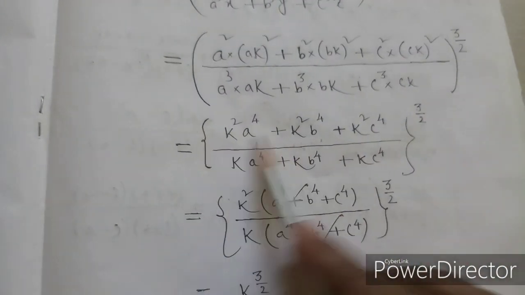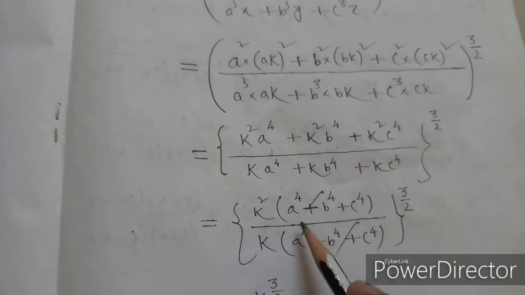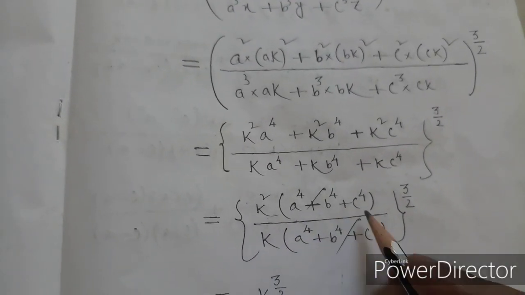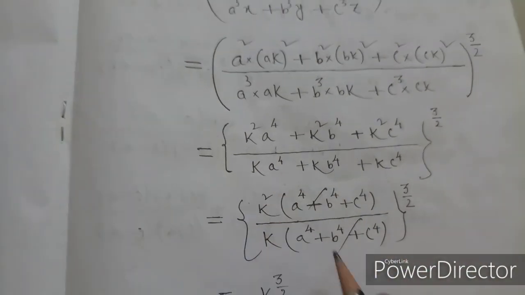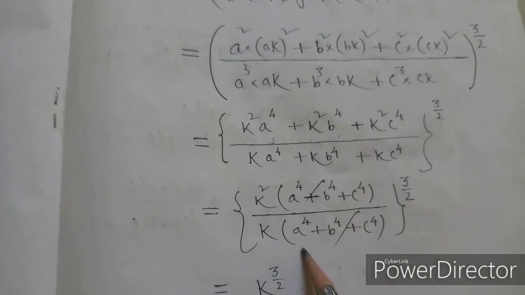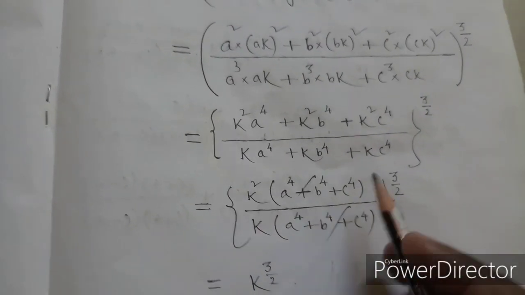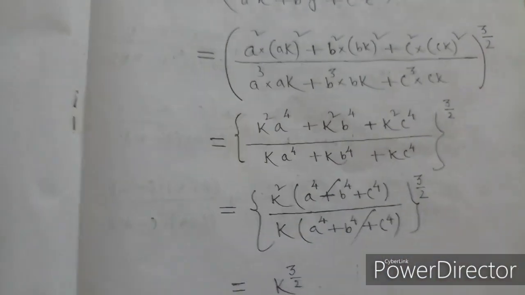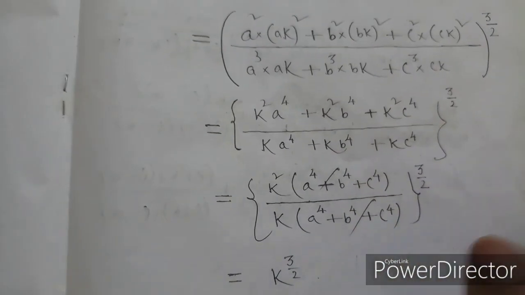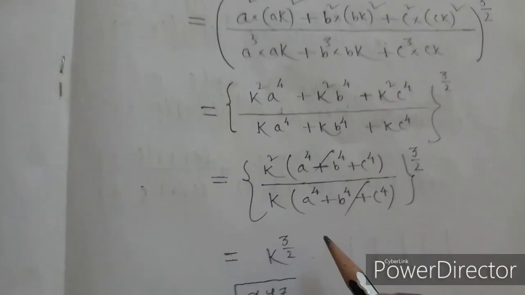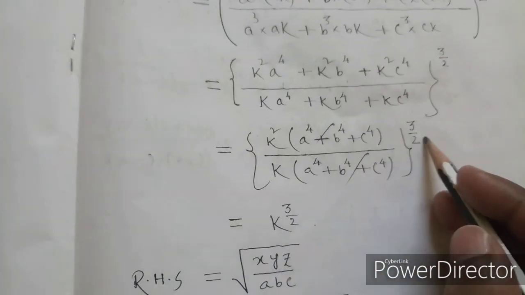So now from the numerator k² is common, and this should be a to the power 4 plus b to the power 4 plus c to the power 4. From the denominator k is common, so this should be a to the power 4 plus b to the power 4 plus c to the power 4. These two cancel out. So k² by k, how much? k whole to the power 3/2.